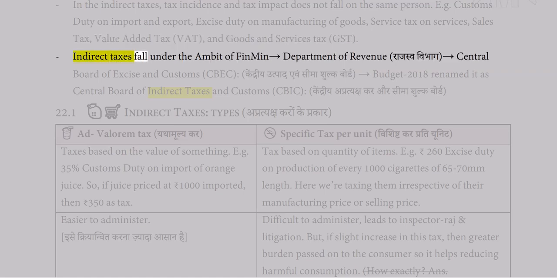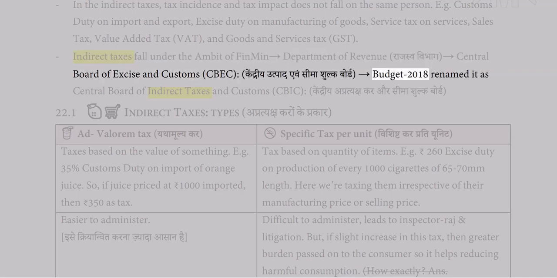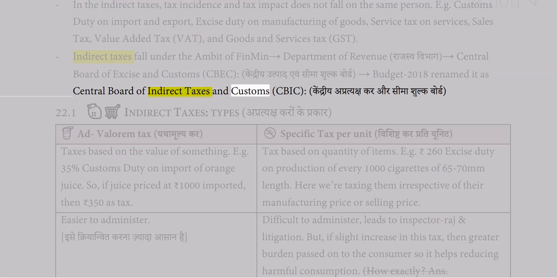Indirect taxes fall under the ambit of the Finance Ministry's Department of Revenue, the Central Board of Excise and Customs, CBEC. Budget 2018 renamed it as the Central Board of Indirect Taxes and Customs, CBIC.